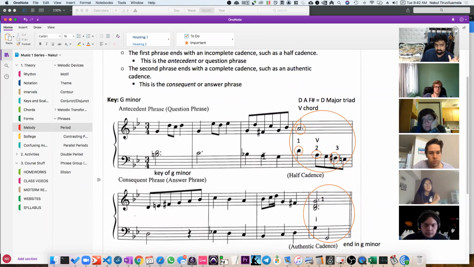There's the antecedent phrase, the question phrase, and the answer phrase. The idea is you could have a phrase that has a weaker harmonic cadence, and then another phrase that has a stronger harmonic cadence. Both phrases have strong melodic statements. This phrase has a strong melodic statement with a cadence at the end, and this phrase has a strong melodic statement with a cadence at the end.